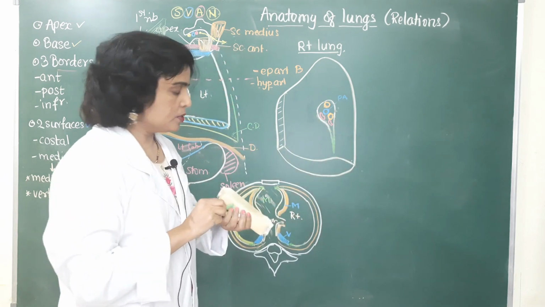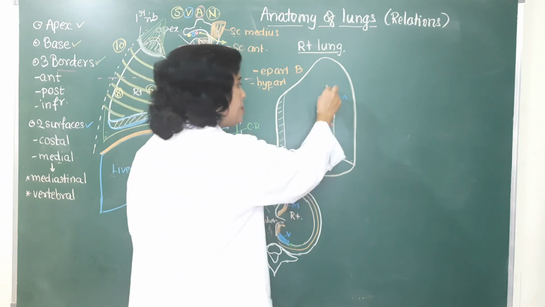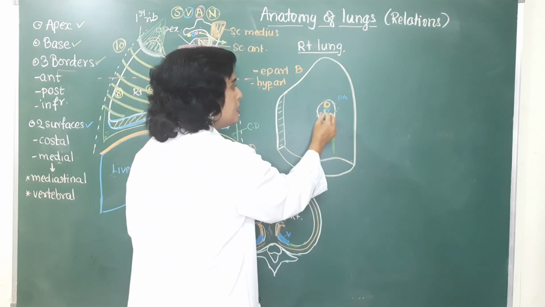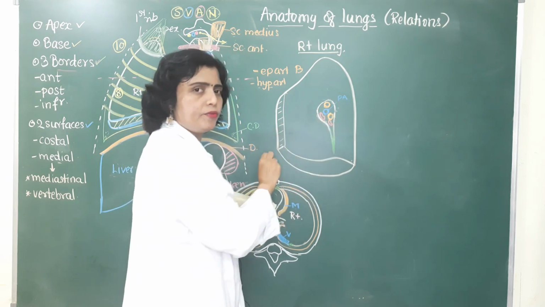Now coming to the structures at the hilum of the lung, from above downwards the structures are the eparterial bronchus, pulmonary artery, superior pulmonary vein, hyparterial bronchus, and inferior pulmonary vein.